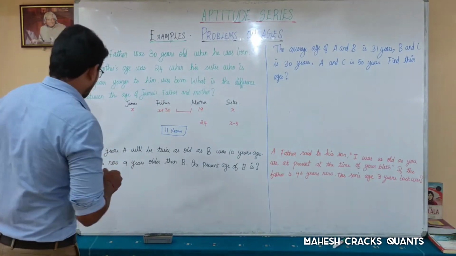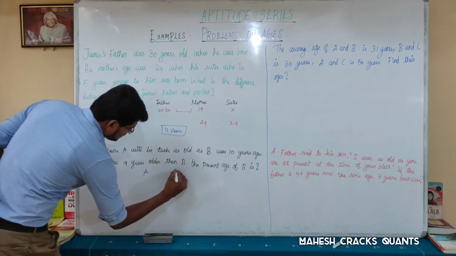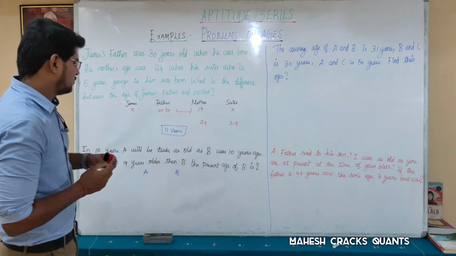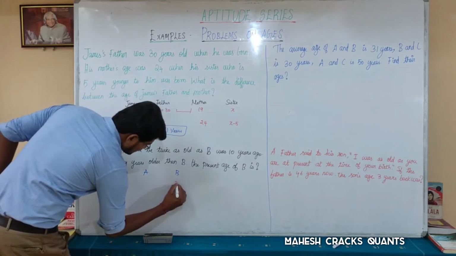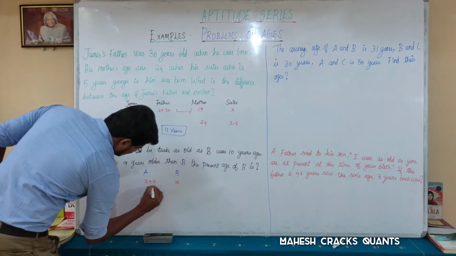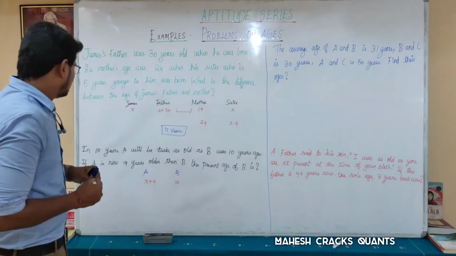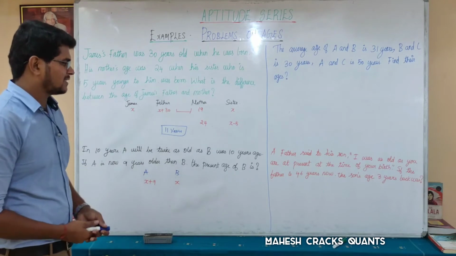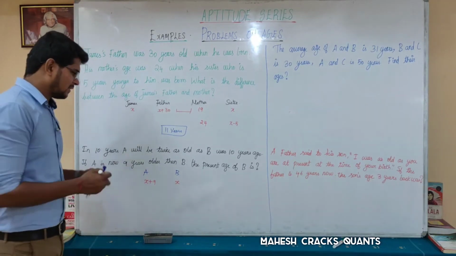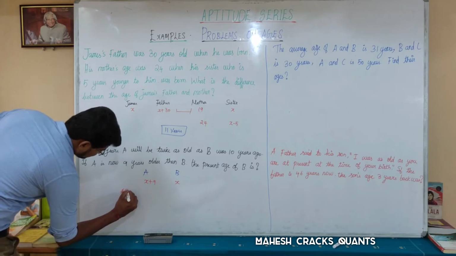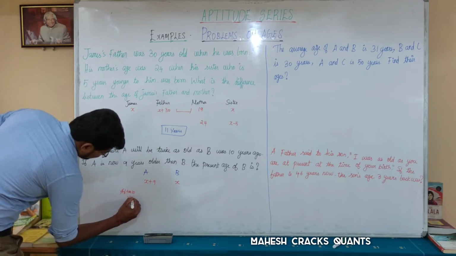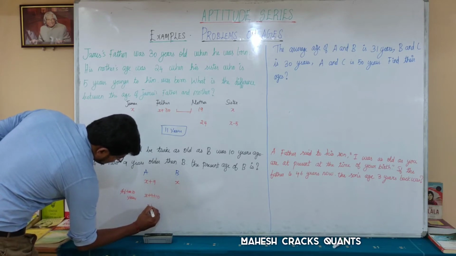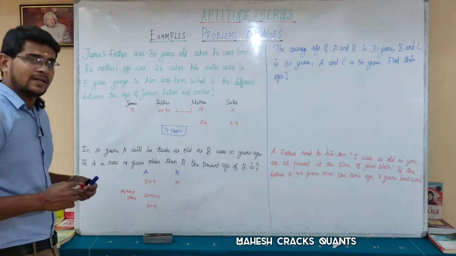So let's put it like this. A, B, both are there. And then A is now 9 years older than B. So I have to assume B's value as X because A is 9 years older than B. So X plus 9. Here, come here. In 10 years, A will be twice as old as B was 10 years ago. In 10 years, what will A become after 10 years? A will be X plus 9 plus 10, which is nothing but X plus 19. A will become X plus 19.